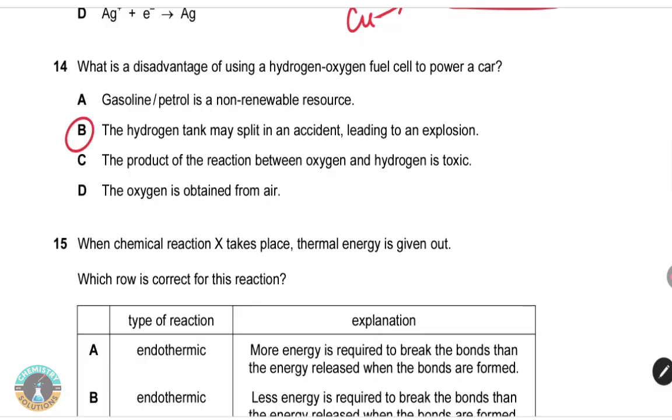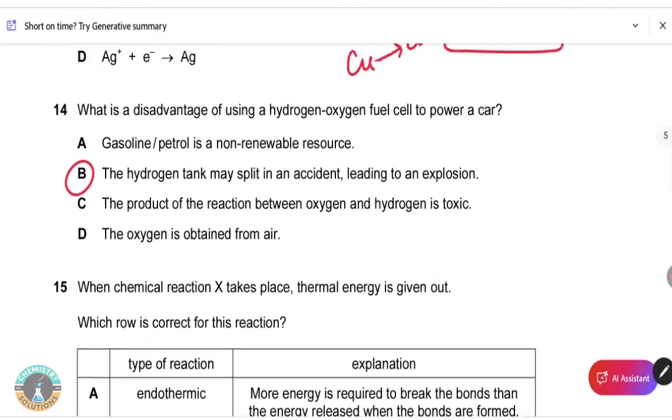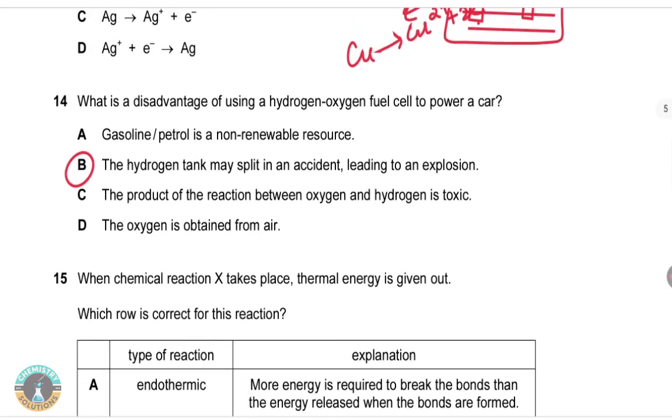The product of the reaction between oxygen and hydrogen is toxic. No, that is eco-friendly. Only water is the byproduct. The oxygen is obtained from air. No, we are talking about the disadvantage of using a hydrogen oxygen fuel cell. So oxygen being obtained from air is not the disadvantage.